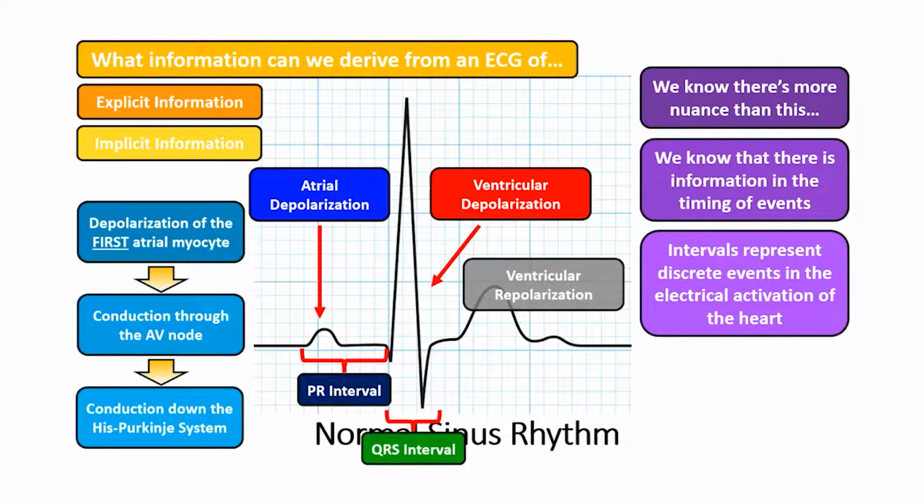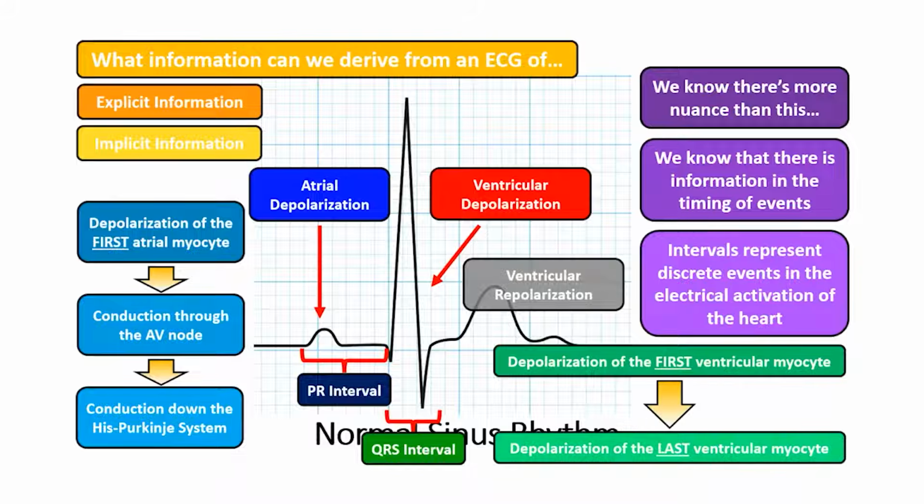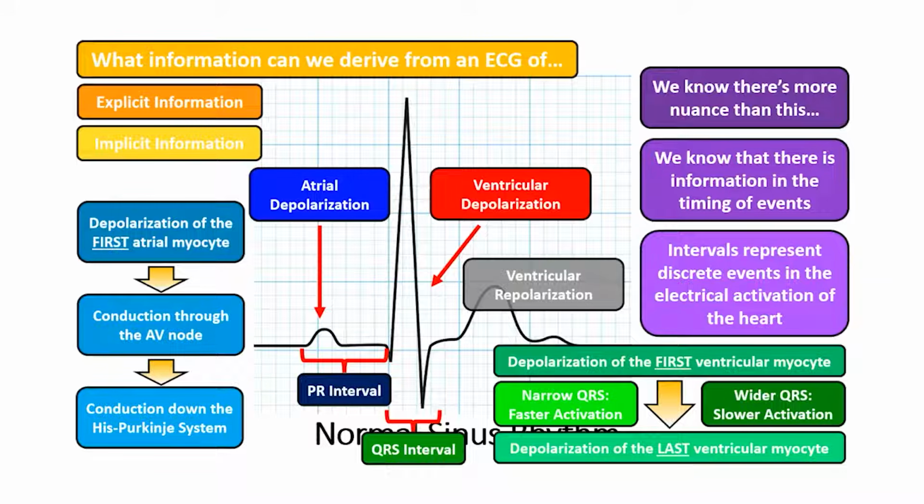And the QRS interval, which represents depolarization of the first ventricular myocyte all the way to depolarization of the last ventricular myocyte. We know that there's a lot that we can infer about the width of this QRS complex. Narrower QRS means that there's faster activation of the ventricle, while wider QRS implies slower activation of the ventricle. And through this, we can start to come to conclusions about the health of that ventricle, whether it be the presence of antiarrhythmic drugs slowing conduction, the loss of the His-Purkinje system utilization for ventricular activation in bundle branch block, or the presence of scar related to MI.